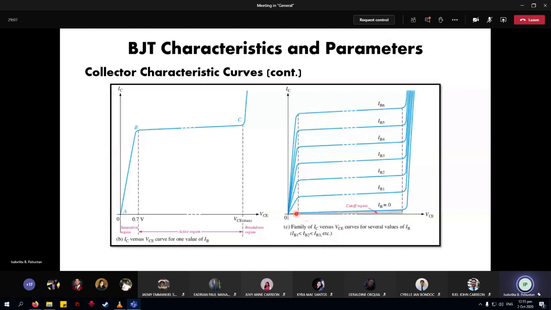And remember that after or just a little bit beyond the knee voltage, your collector current will start to be constant, almost constant. No? And then remember the regions: saturation region, cutoff region, breakdown region, and this is your, how do you call this, active region. Active region, wherein you want your transistor to operate when you are using it as an amplifier. So these are the operating conditions.